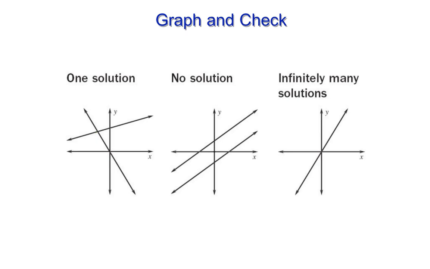We have the no solution type, where the lines never cross, so there's never a point in common to both lines. And there's the infinitely many solutions, which are actually two lines overlapping right there.